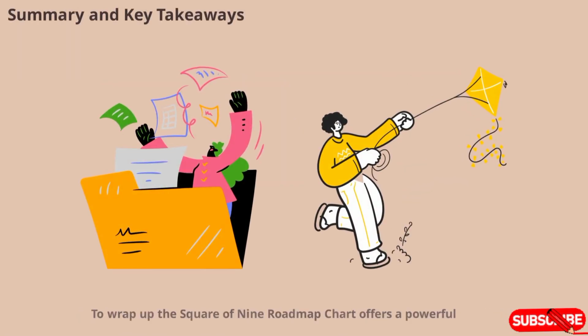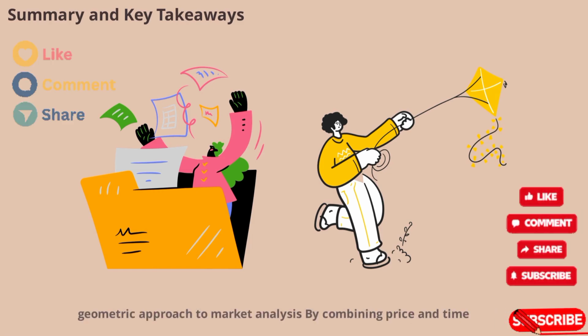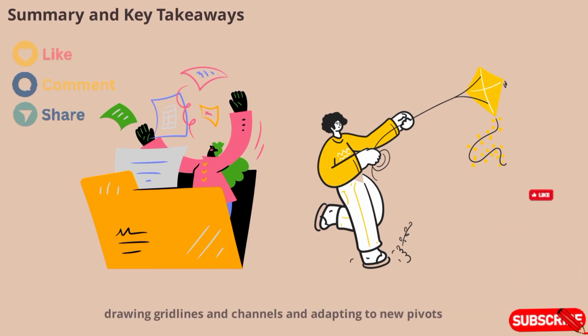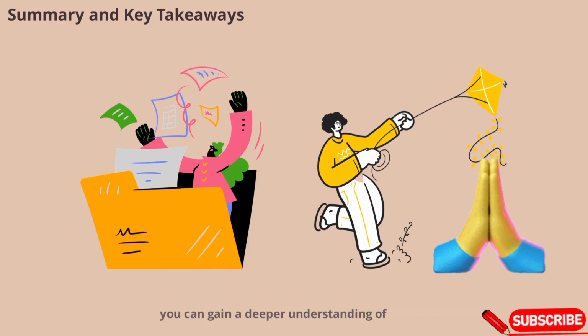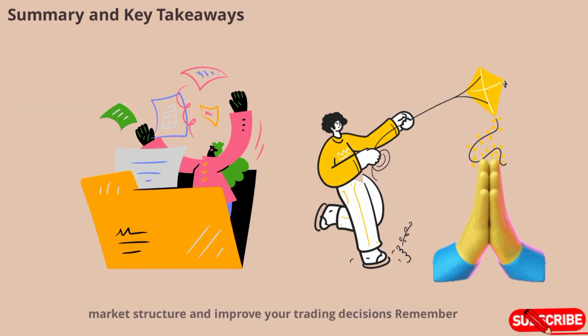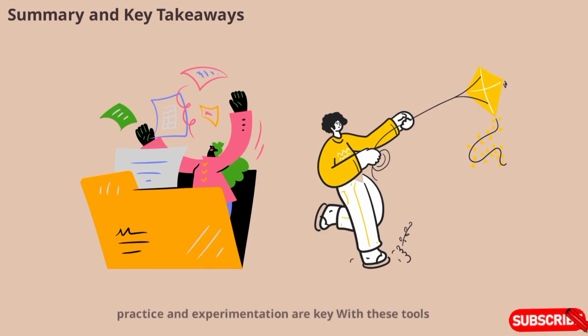To wrap up, the square of 9 roadmap chart offers a powerful geometric approach to market analysis. By combining price and time, drawing grid lines and channels, and adapting to new pivots, you can gain a deeper understanding of market structure and improve your trading decisions. Remember, practice and experimentation are key. With these tools, you're well on your way to mastering Gann's legendary methods.